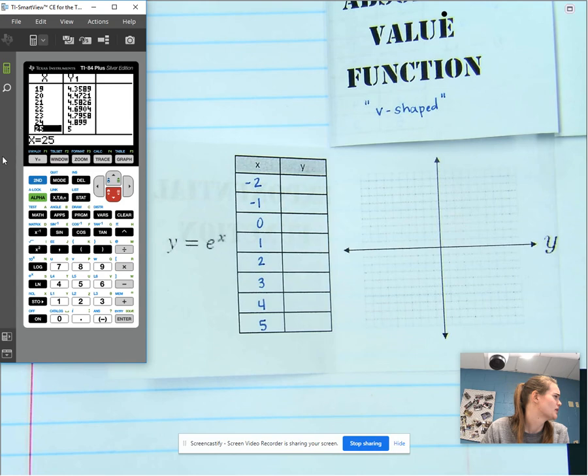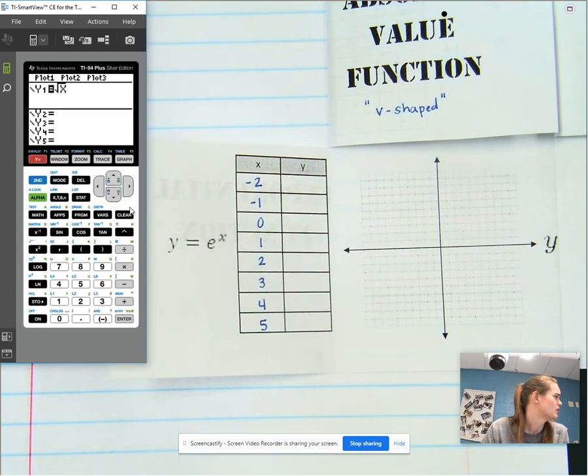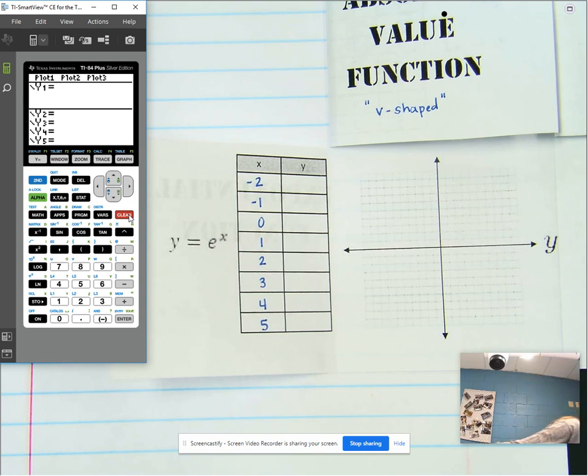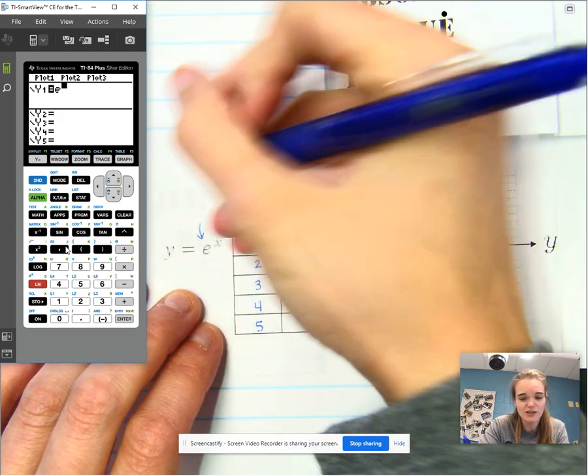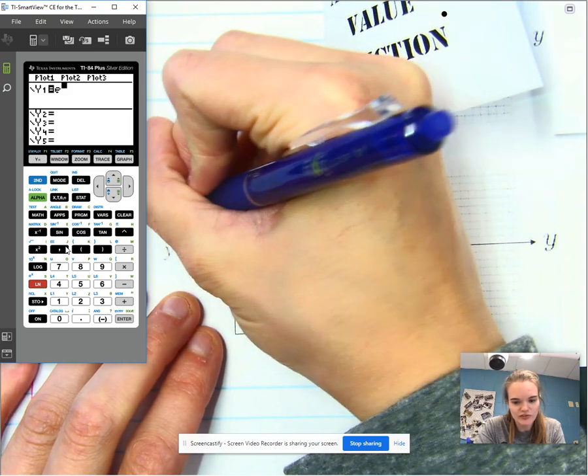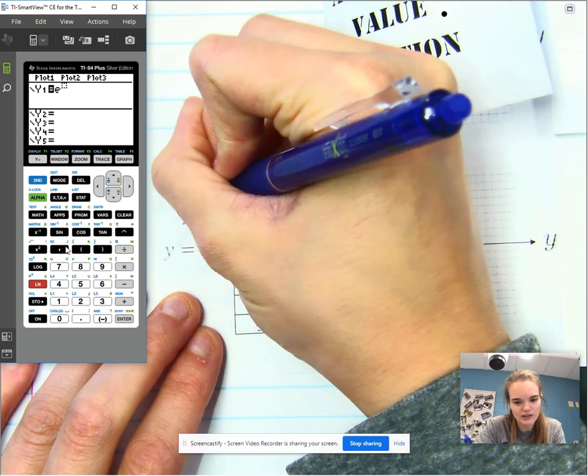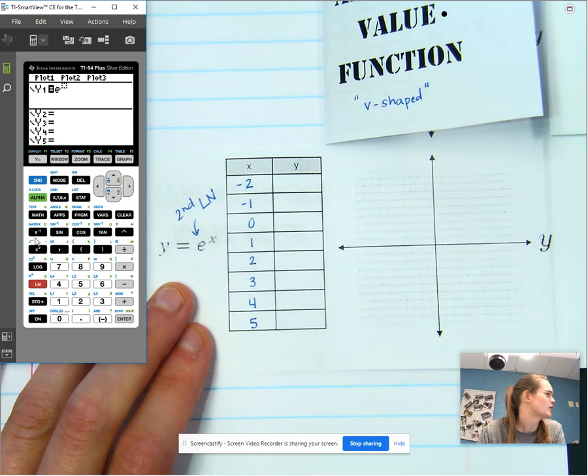Okay, so we're going to go to y equals. I'll clear this out. Y equals e. Now I've got to really look and see if I can find e. I do see e. I'm going to have to press second to get it. So second, is it log? Nope, that's not it. Second, ln, I see it. Okay, to get this e, e is a number like pi, we're going to press second and then ln. That's how we're going to get the e, and then we're going to put an x up there.